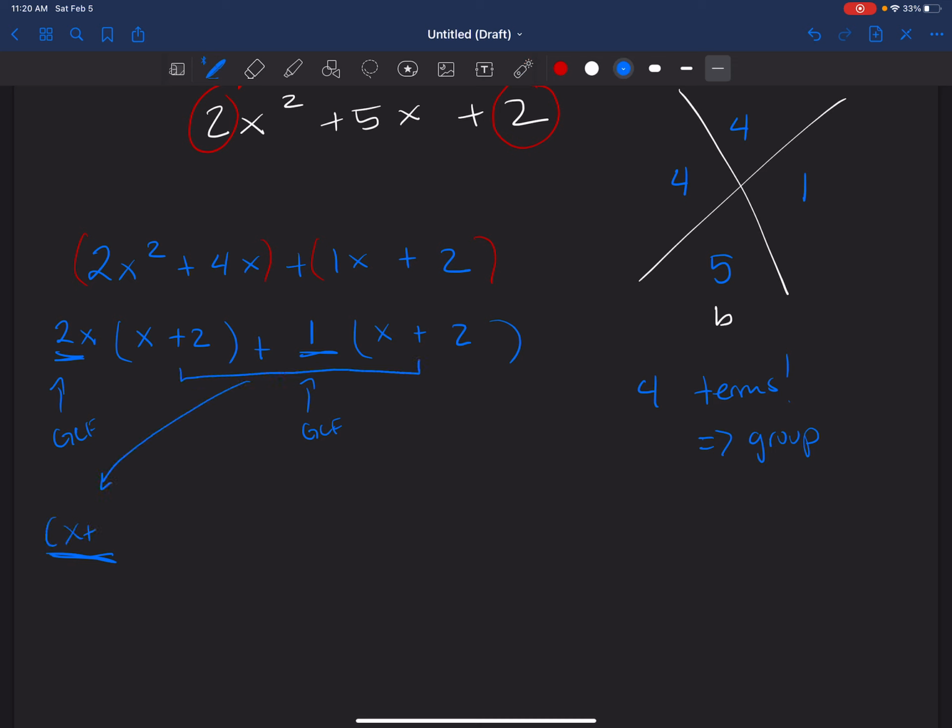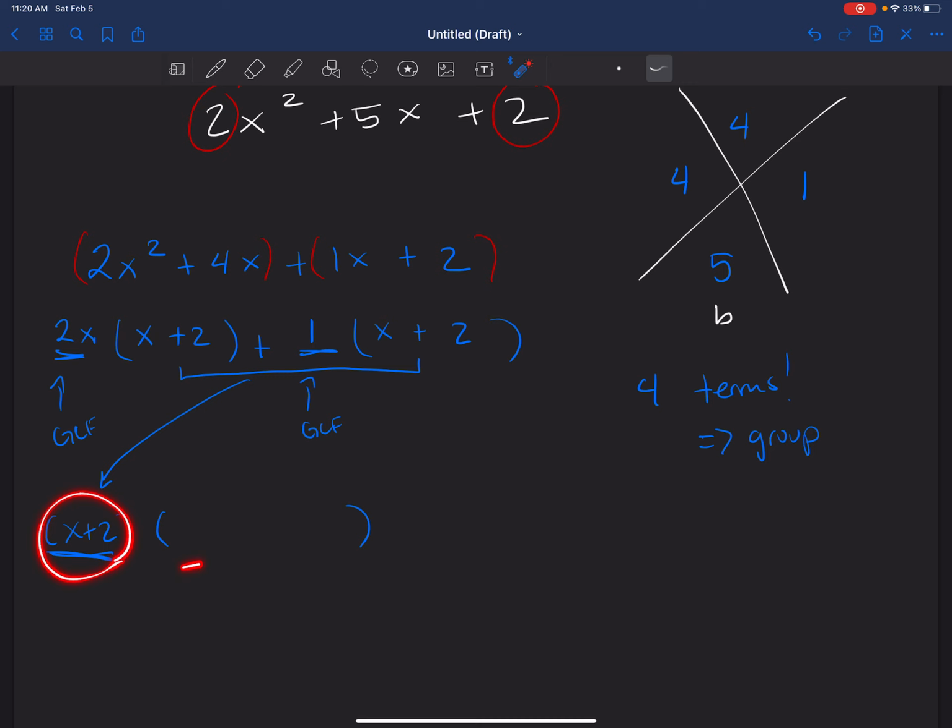x plus 2 here. And then I go ahead and write my parentheses again. X plus 2 times what will give me 2x times the quantity x plus 2? Well, I see that this is 2x times x plus 2, right? So it's just the same thing. X plus 2 times 2x is going to give you this. So I'm going to put 2x here.